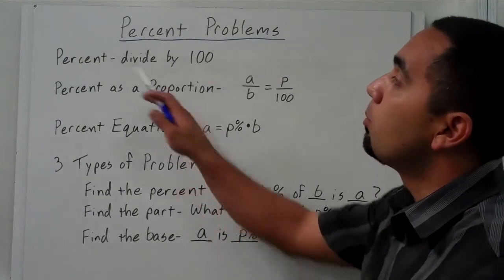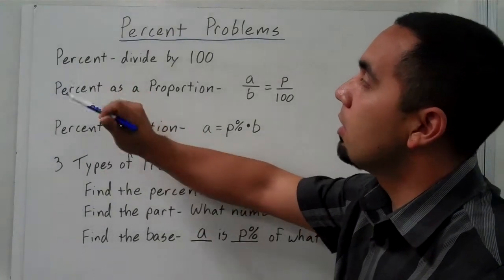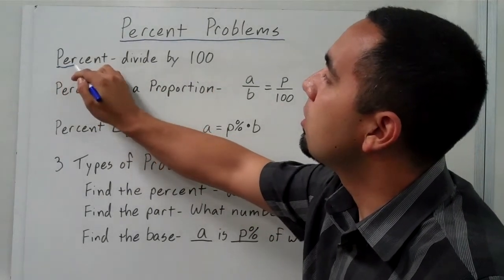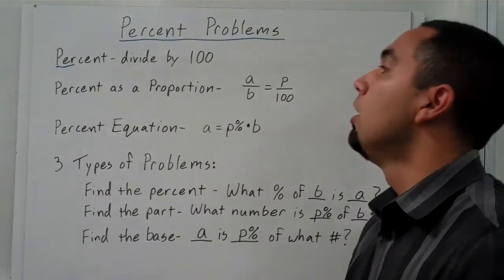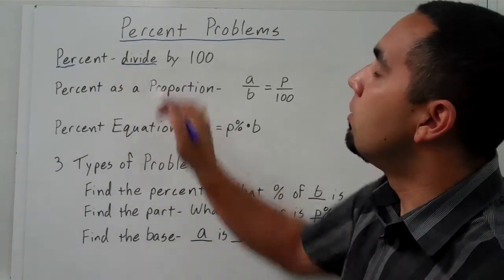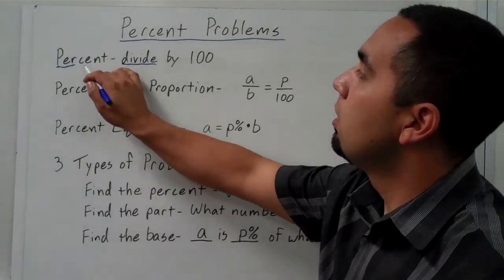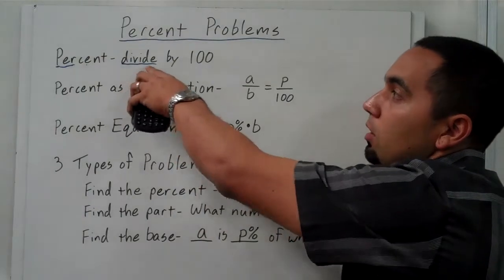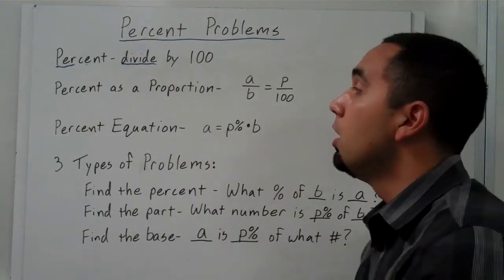So percent, first off, we need to know what that means, and it literally means divide by 100. You see "per" a lot, like in miles per hour or any kind of rate. Per literally means divide, and cent is another word for 100. So percent is literally divide by 100, okay?